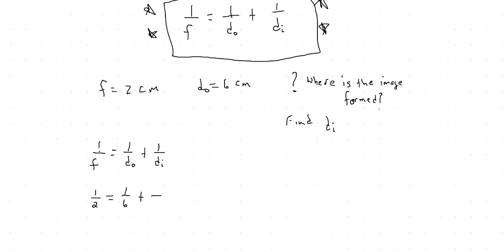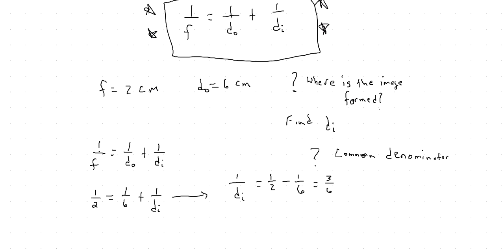So now we have to solve for di, okay? We have 1 over di is equal to 1 over 2 minus 1 over 6. Okay, so how do we solve this? Well, we need the common denominator. This problem looks pretty easy, right? The common denominator is 6. So 1/2 is 3/6. Now we subtract 1/6.